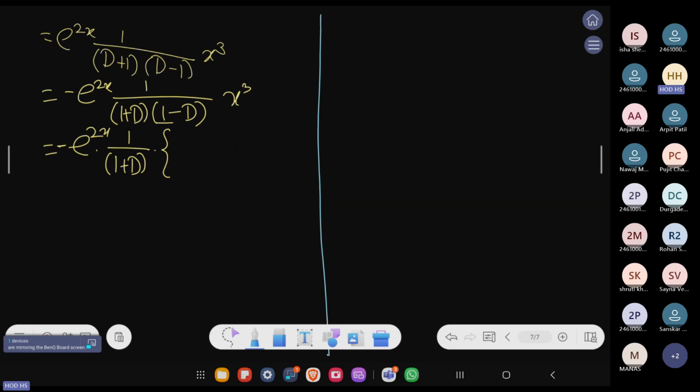And what is the expansion of 1 upon 1 minus d? 1 plus d plus d square plus d cube. I need to go till d cube this time, times x cube. Better than that, I can say that 1 plus d and 1 minus d. What is a plus b and a minus b? a square minus b square, right? I guess this is much better and more efficient.